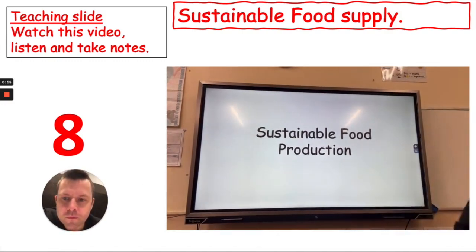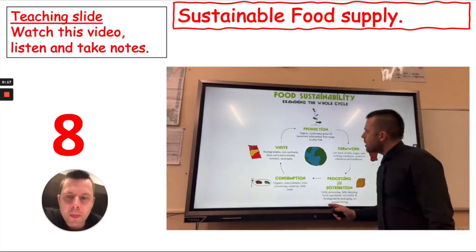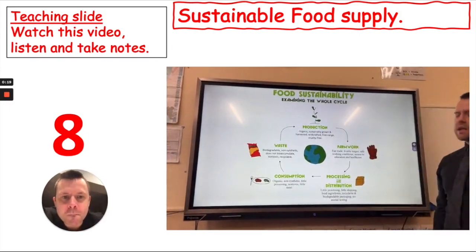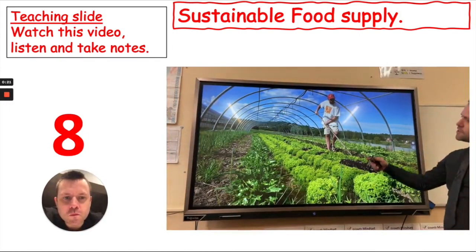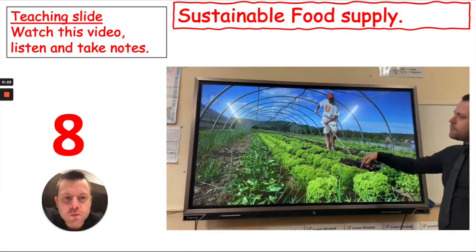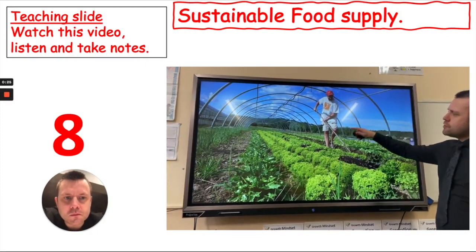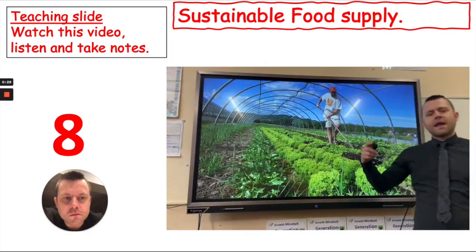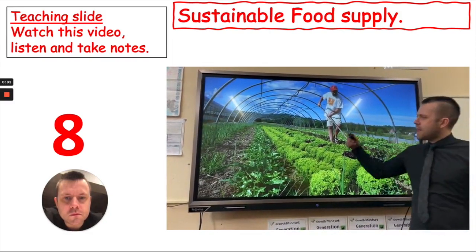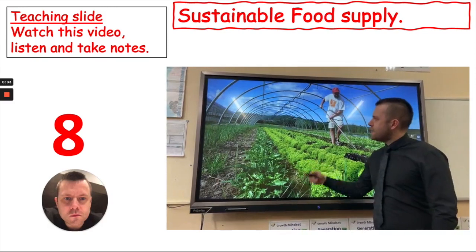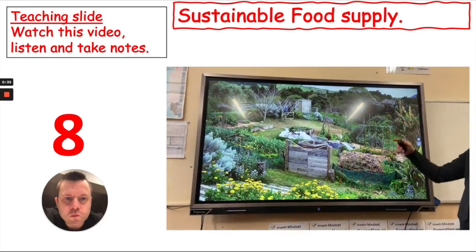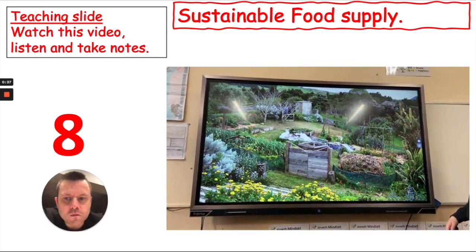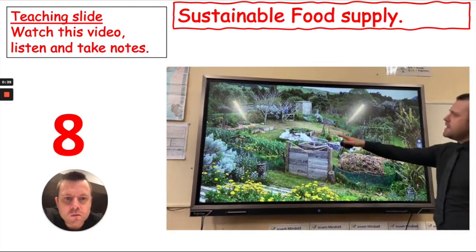Sustainable food production. There's many elements in the supply of sustainable food. Today we're going to be looking at the production of food. First up is organic farming. Organic farming is the type of farming that does not use machinery, but instead it uses manpower, and there is no need for chemicals such as pesticides and chemicals used to help grow the crops, having limited impact on the environment. Another example of sustainable food production is permaculture.